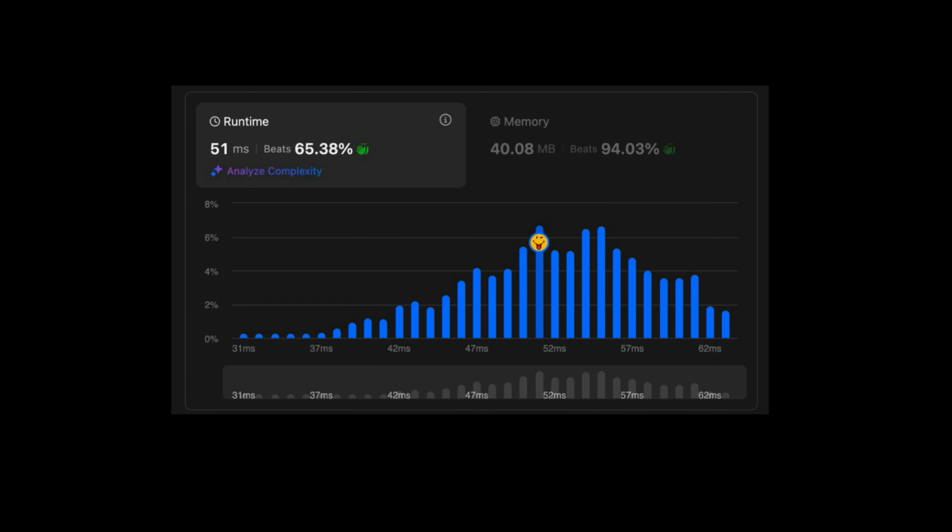This code, when submitted on LeetCode, beats 65% of the submissions in terms of runtime and 94% in terms of memory.